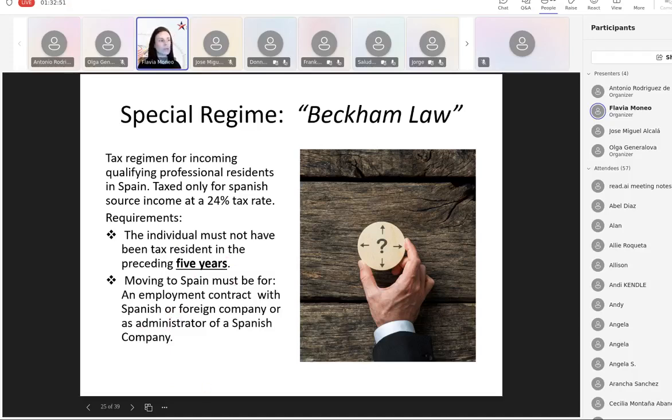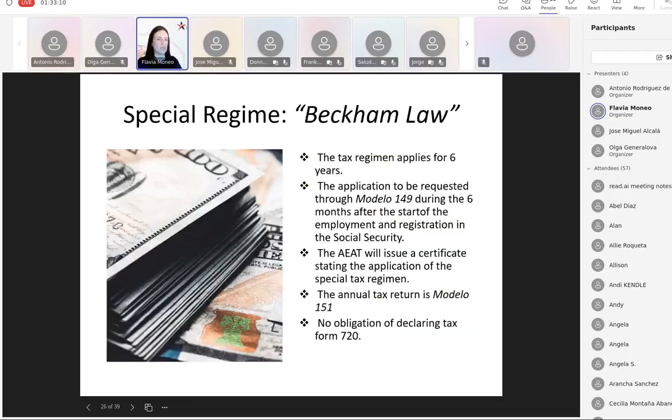The reason you can apply to the Beckham Law is if you are coming here because you are going to be working in a Spanish company, or because your company, let's talk about a US company, is sending you here because of the work you have to perform here in Spain, and also as an administrator.